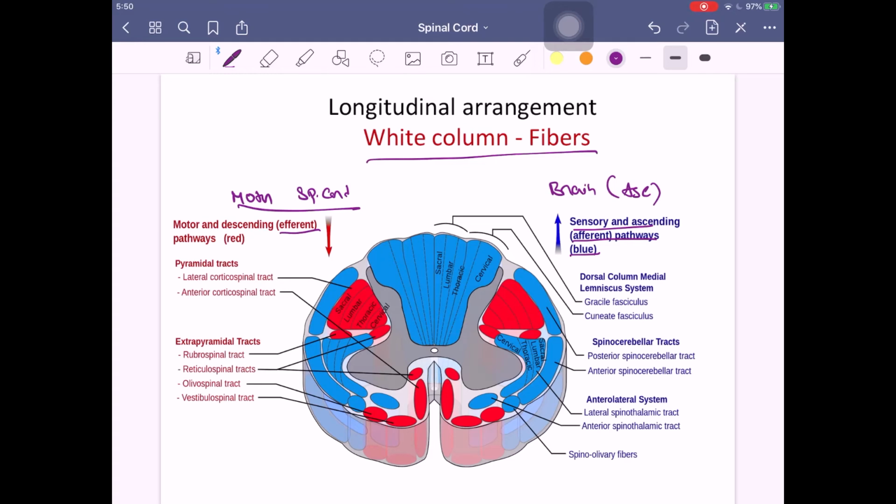In this you also see the somatotrophic arrangement. These are all the tracts, showing us how the white columns are arranged. These are all your longitudinal arrangement, and we will see the tracts in detail later on. Whatever the tract present here, it shows the arrangement: the cervical is located laterally, whereas the sacral is located medially.